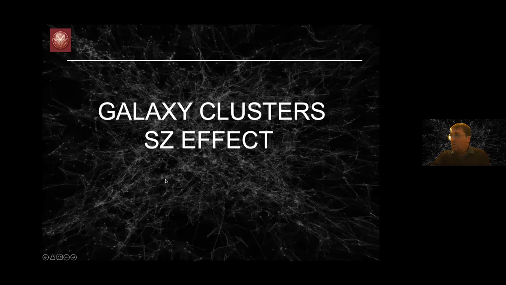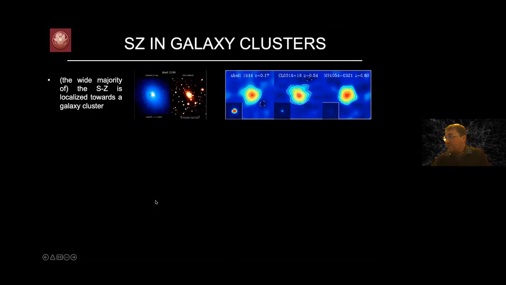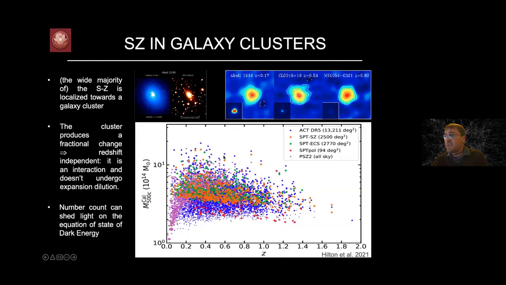So how do we study galaxy clusters with the Sunyaev-Zeldovich effect? Well, the vast majority of the Sunyaev-Zeldovich effect is indeed in galaxy clusters. This is a Chandra X-ray image. This is an optical image of a galaxy cluster. And these are three images of three different clusters that have very different redshifts. One of the important points of the Sunyaev-Zeldovich effect is that, being a fractional change, it is also redshift independent. So you can study galaxy clusters without basically knowing at which redshift they are.